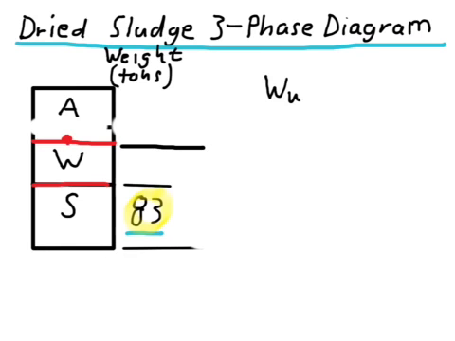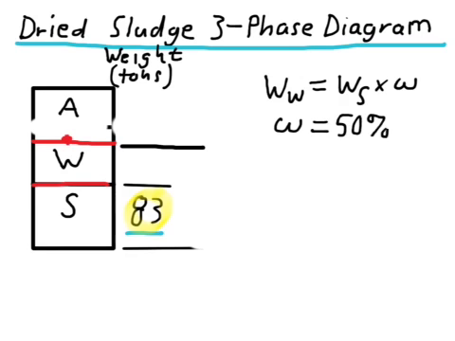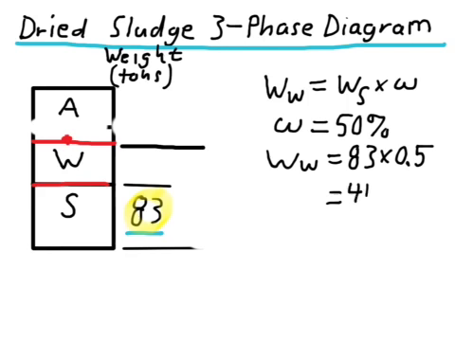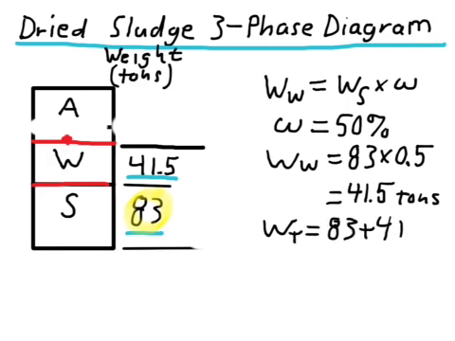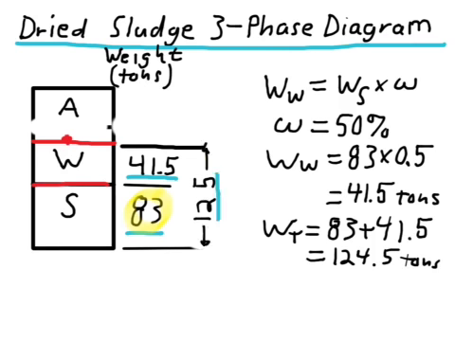So we need to compute that amount of water now. Well, we know that the weight of the water is equal to the weight of the solids times the water content. We're given that the dried sludge has a water content of 50%, so all I need to do is multiply the 83 tons of solids times 0.5, and that's going to give me the weight of the water, which is 41.5 tons. I'm going to write that in my three-phase diagram. Now the total weight is simply equal to the sum of the weight of the solids and the weight of the water. Add that up and I get 124.5 tons, so we're going to call that 125 tons. So each day I'm producing 125 tons of dried sludge.